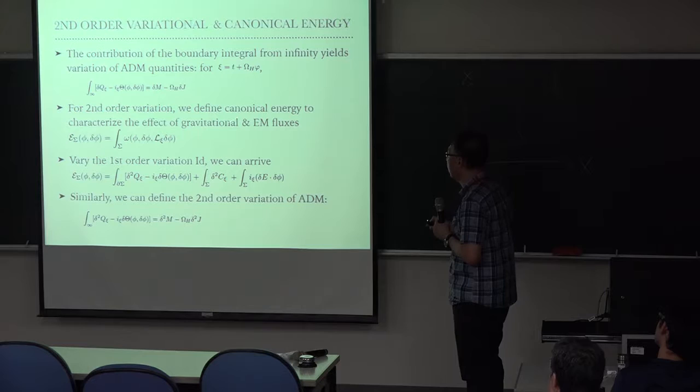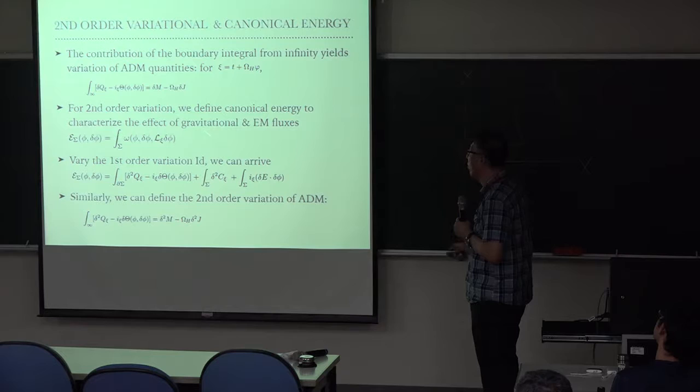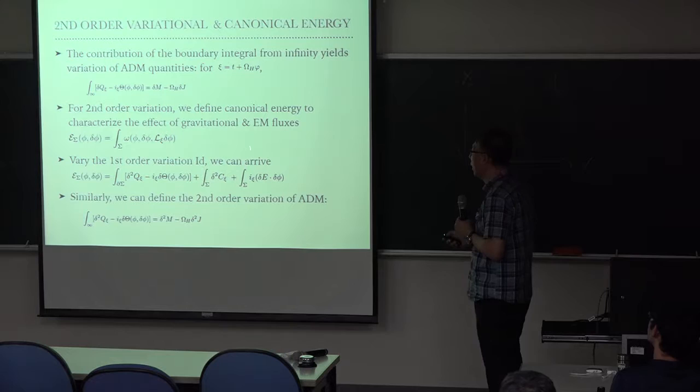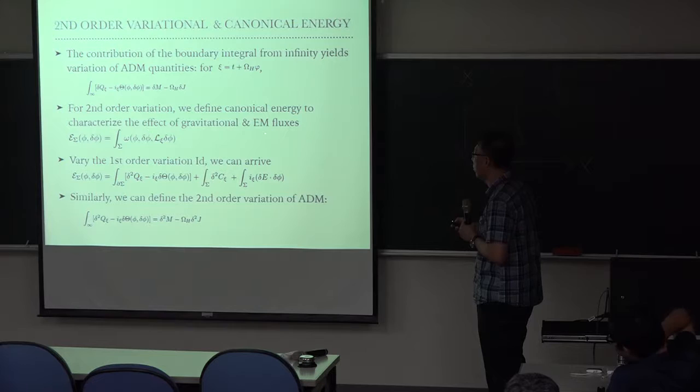And we can go to the second order. But in the second order, we need to define the so-called canonical energy. Later on, we will find that this canonical energy is nothing but the gravitational and electromagnetic flux.